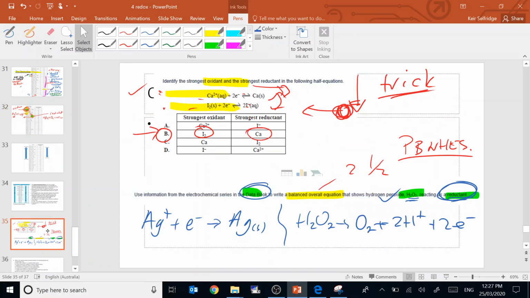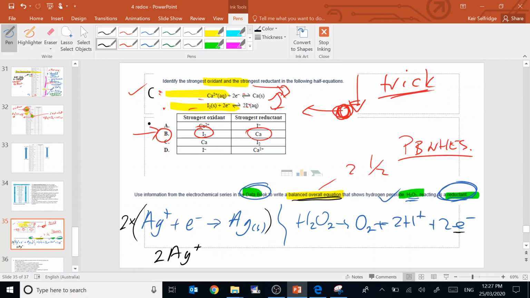I deliberately avoided the other H2O2 just because I thought the examiners might think that I didn't know what I was doing. The final bit to get my full marks is that I need to do it as a balanced overall equation. So to put these two halves together, I've got to remember that my electrons are my link. This side's got 2 electrons, this has only got 1, so I'm going to do that. Let's put them all together.